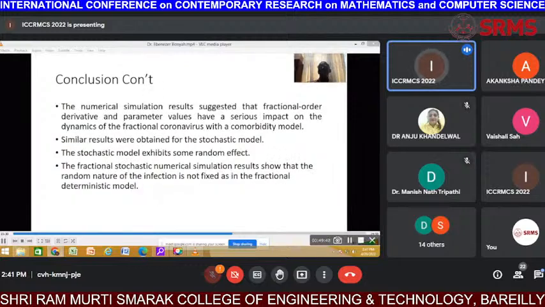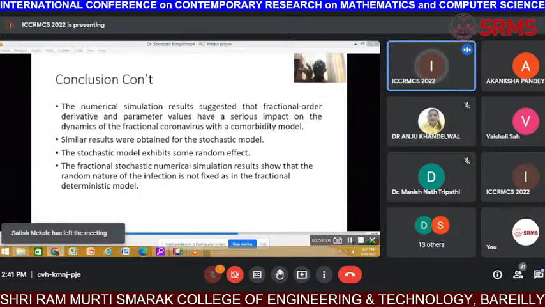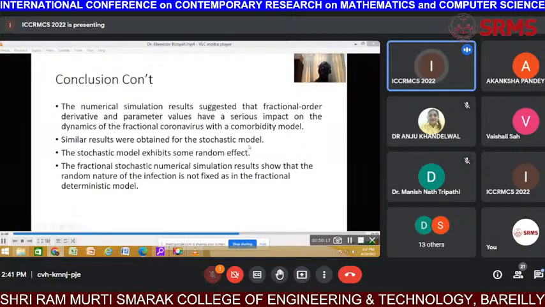And we show the difference between the two graphs by showing the fluctuations in the dynamics. From the numerical perspective, we say that the fractional order derivative and parameter values have a serious impact on the dynamics. Why am I saying that? Because if I vary the parameter, I get different solutions. Similar results were obtained for the stochastic case, except that in the stochastic dynamics we saw fluctuations.